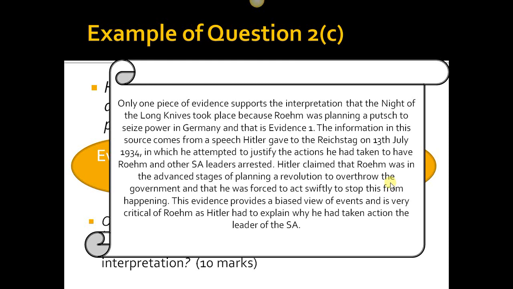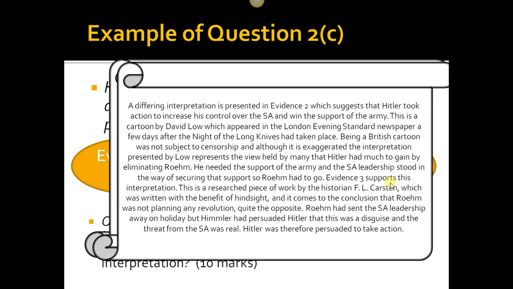This evidence provides a biased view of events and is very critical of Rome, as Hitler had to explain why he had taken action against the leader of the SS. No, sorry, of the SA. Okay, the answer continues then. A different interpretation is presented in evidence 2, which suggests that Hitler took action to increase his control over the SA and win the support of the army. Yes, you can see that in that cartoon.